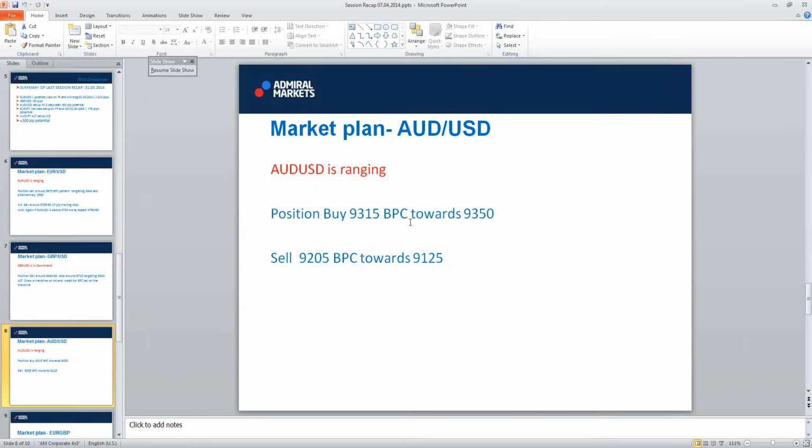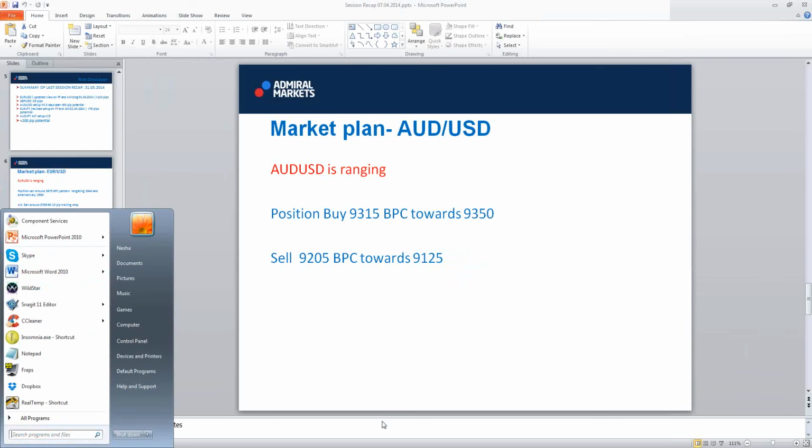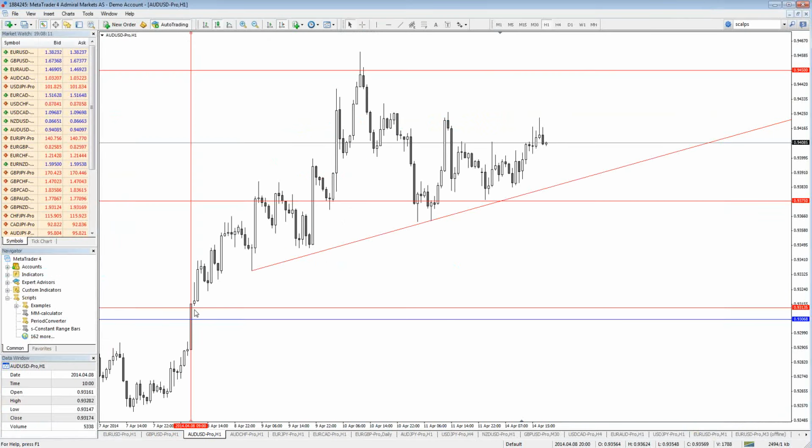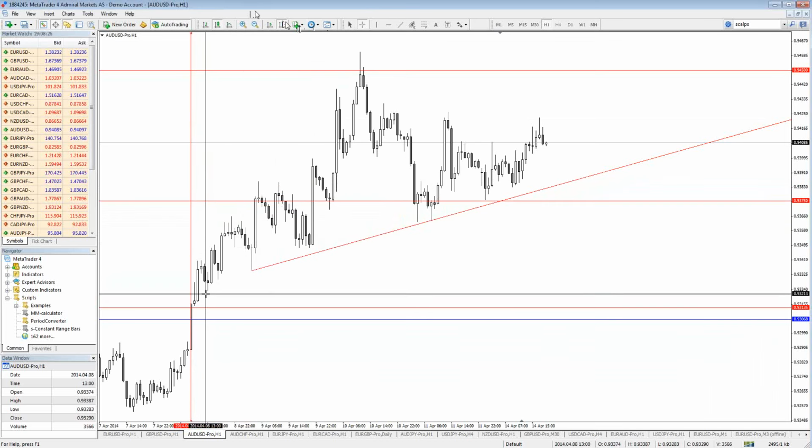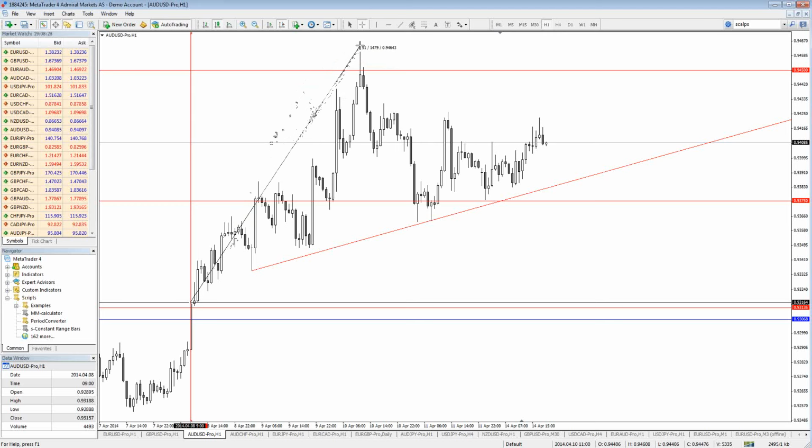Buy 93.15 towards 93.50: breakout, pullback, continuation. This was the breakout, this was the pullback, retest, and continuation just after this point. And you can see how the price violently stormed through the 50 level, and it even went for some 150 pips of profit.